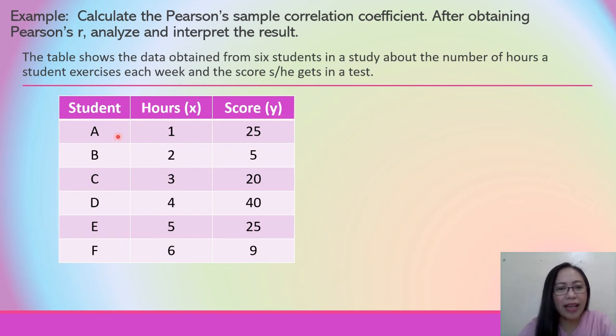Student A exercised for 1 hour in a week and he scored 25 in the test. Student B exercised for 2 hours and he scored 5. Student C exercised 3 hours in a week and he scored 20. Student D exercised for 4 hours in that week and the student scored 40. Student E spent 5 hours exercising for a week and then he or she scored 25. And the last student, F, exercised for 6 hours and he scored 9.